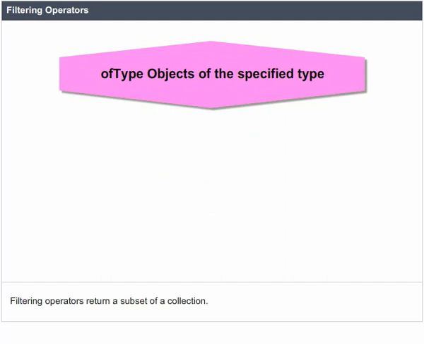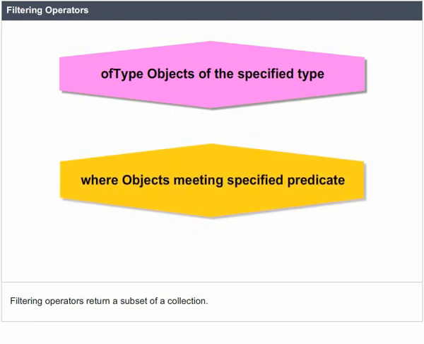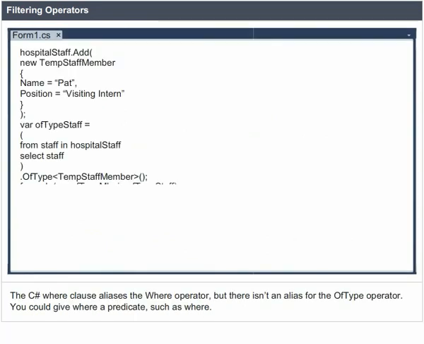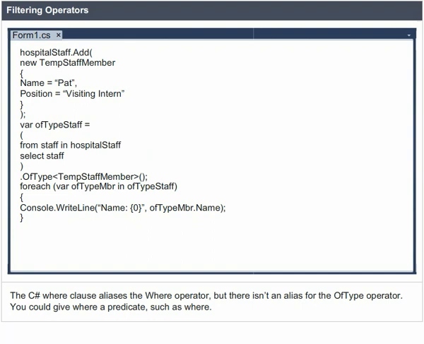Filtering operators. Filtering operators return a subset of a collection, of type objects of the specified type, or objects meeting the specified predicate. The C# where clause aliases the Where operator, but there isn't an alias for the OfType operator. You could give Where a predicate such as where.